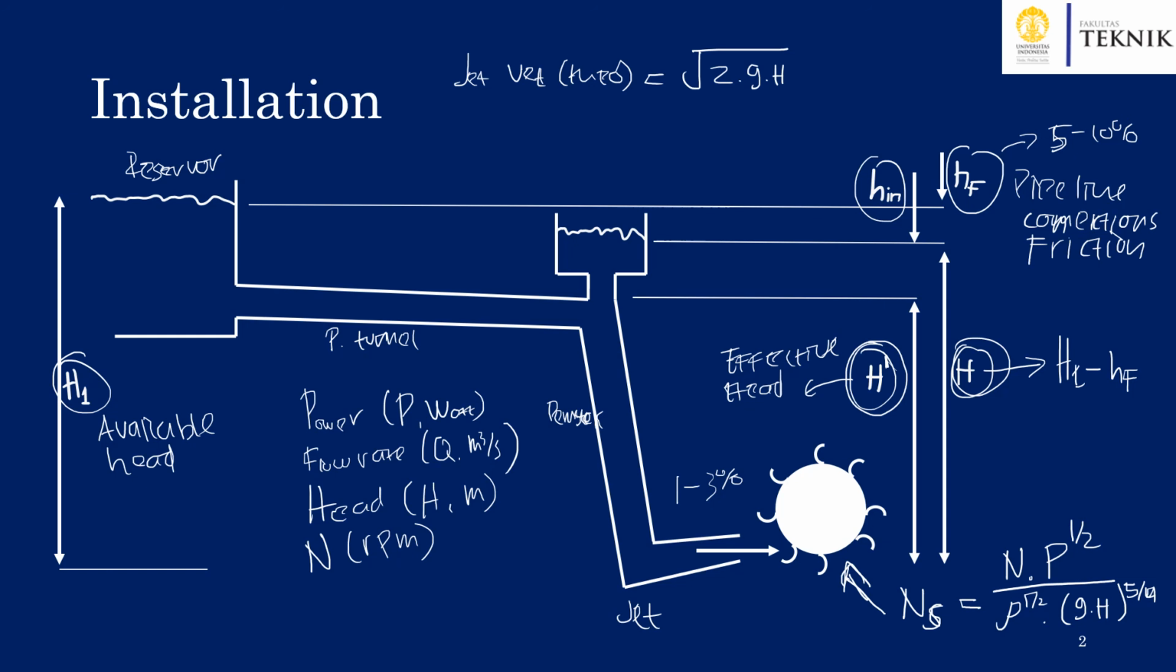However, as I've explained before, there are losses here on the nozzle that we account for with the velocity coefficient. Then the jet velocity, this time the actual one, becomes the velocity coefficient multiplied by the square root of 2 times gravity times head.